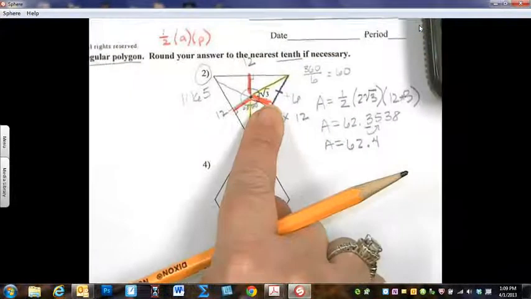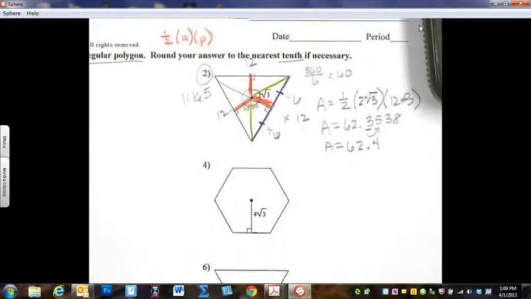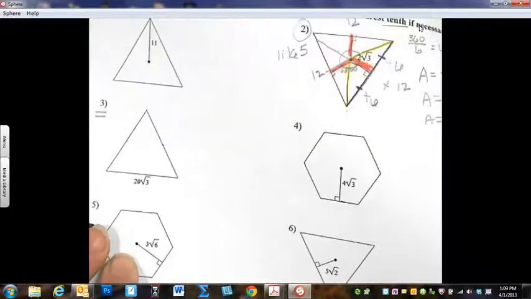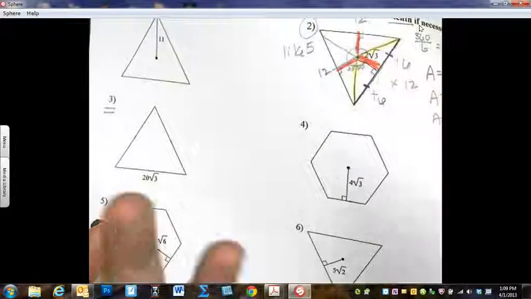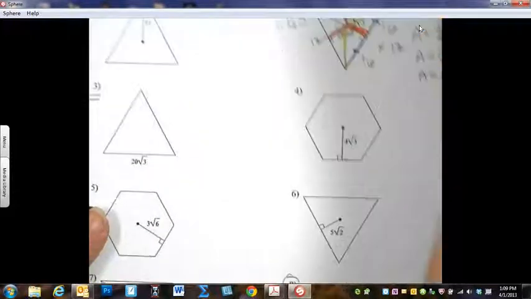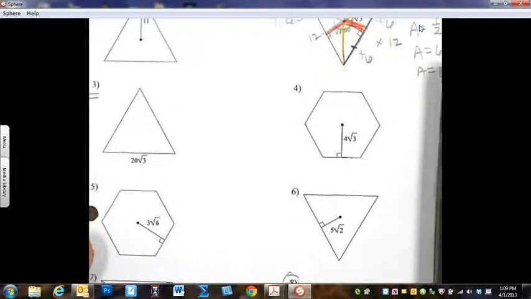Hopefully that will help you as you go and do number 5. Matter of fact, I think you should do number 5 right now so that that one's fresh in your head. Pause, rewind, look at that video over and over again, see if you can't do 5 now.